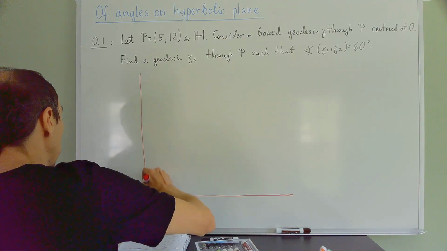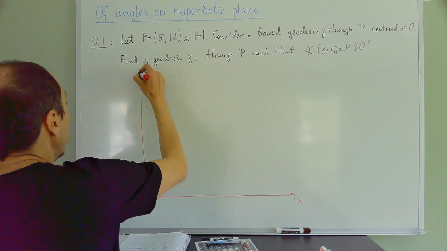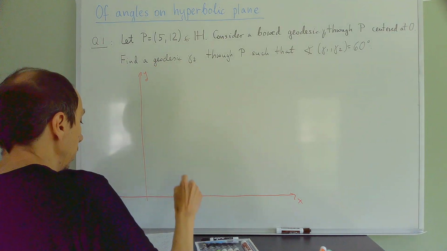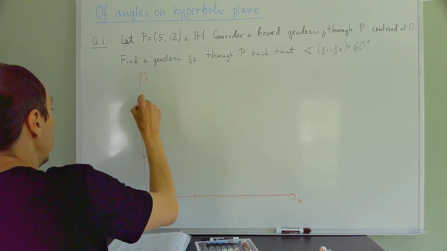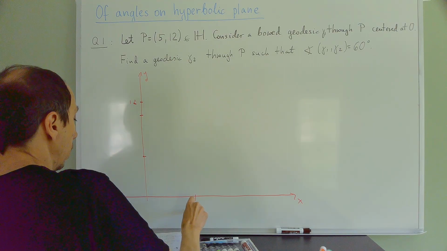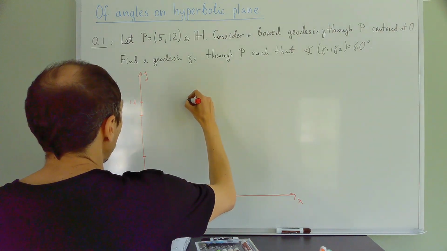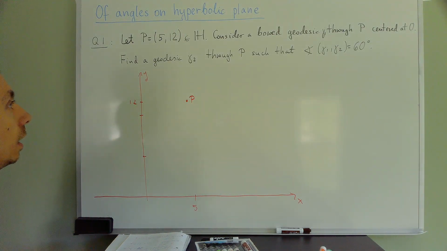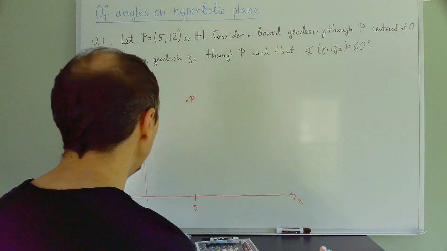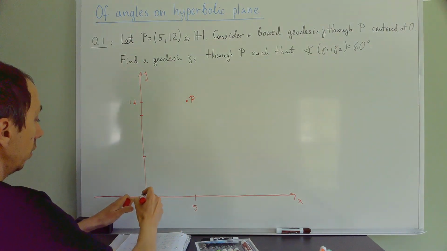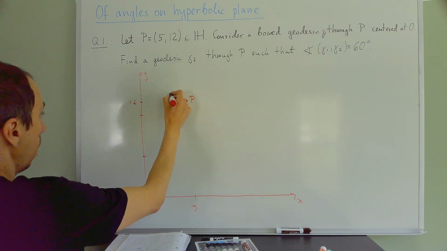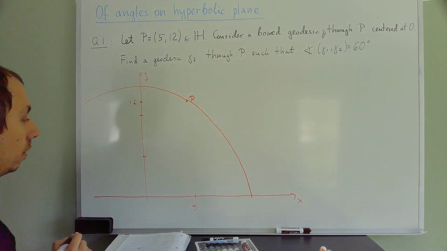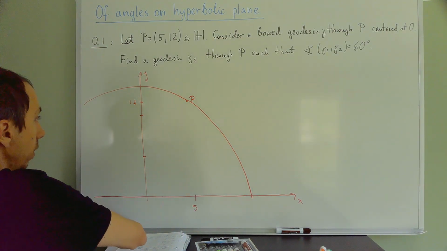So here will be the x-axis, x, y. And the point has coordinates 5, 12. So let's say this is 5, 5, 10, 12. So the point lies somewhere here, that's P. And consider a geodesic through P centered at 0. So that's going to be a circle centered at 0 that goes like this.